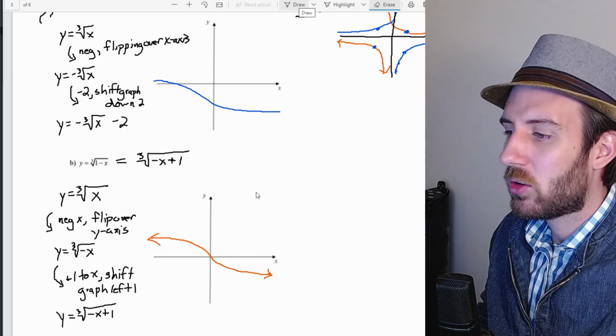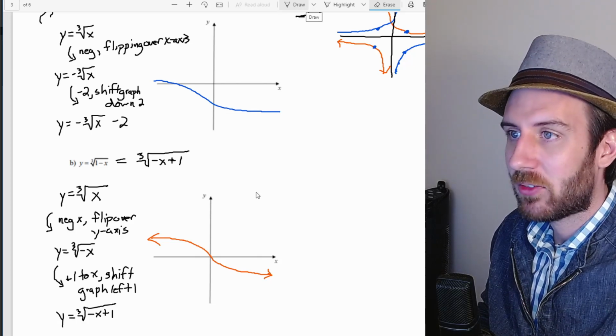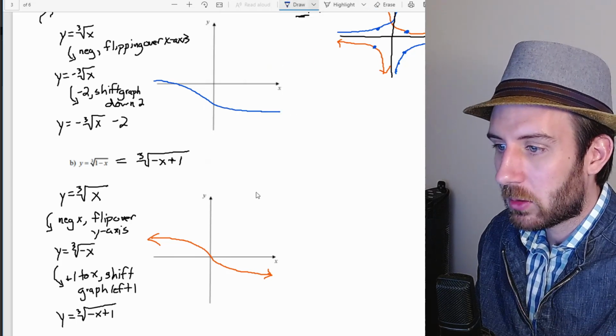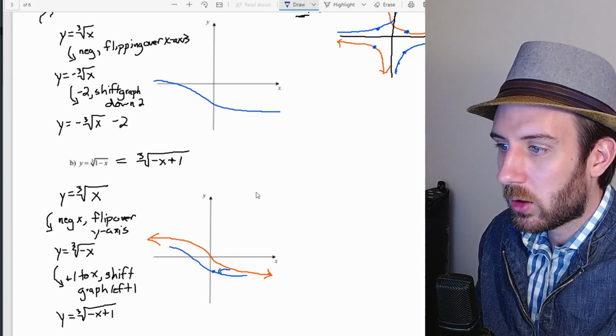And then I'm trying to add 1 to it, which shifts the graph left 1. Okay, so then I'm going to change this to blue, and I'm going to grab all of these things and I'm going to shift them left 1. And so my graph, I believe, should look something like this.